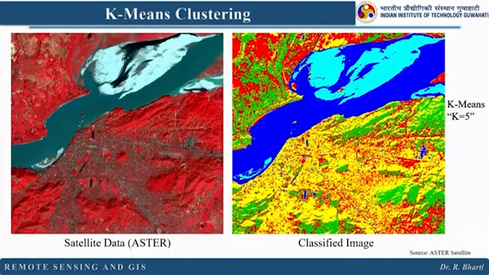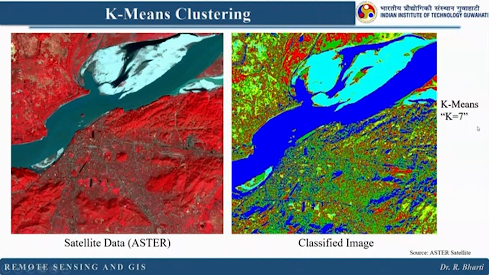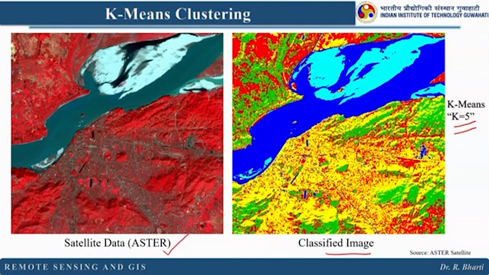Here you can see an example. Here you have the raw data from the ASTER sensor, and this is the classified image when I have given k equal to 5. This is another for the same image when I increase k from 5 to 7. These are the changes you can see here.